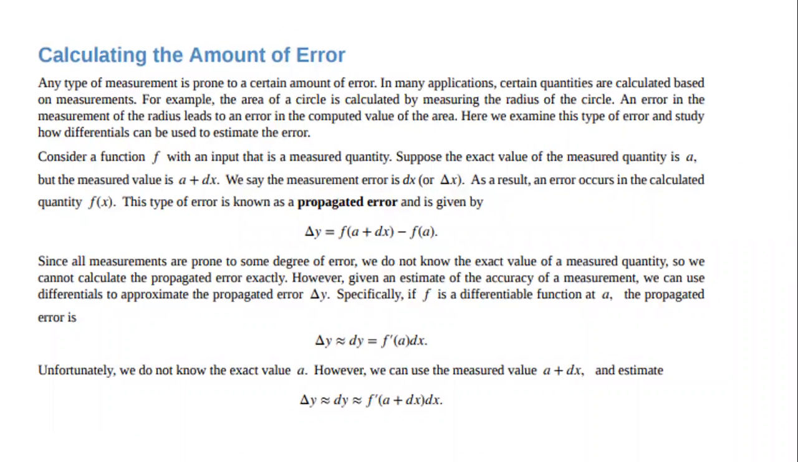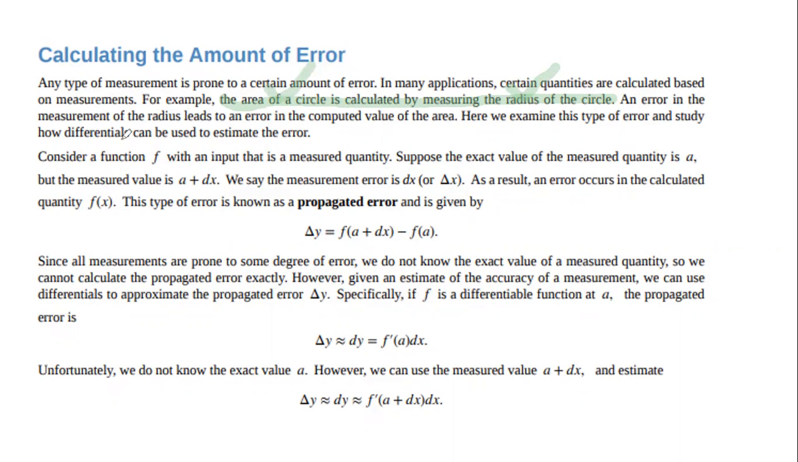Now next is calculating the amount of error. Any type of measurement is bound to create certain types of errors. In many applications, certain quantities are calculated based on measurements. For example, the area of a circle is calculated by measuring the radius of the circle. So I have to measure the radius manually, and then I find the area of the circle.